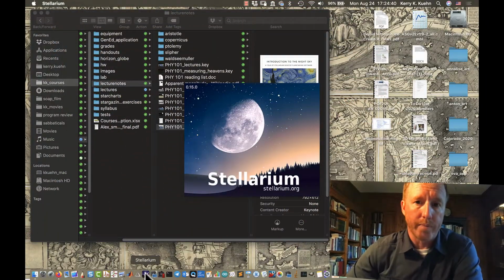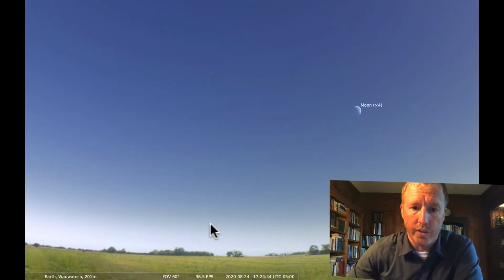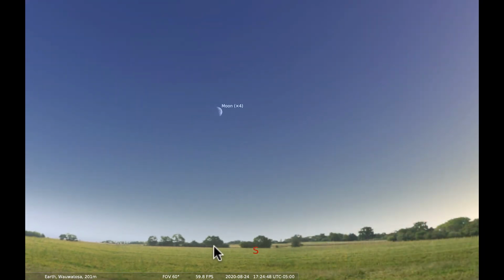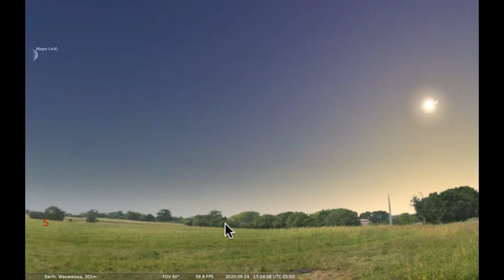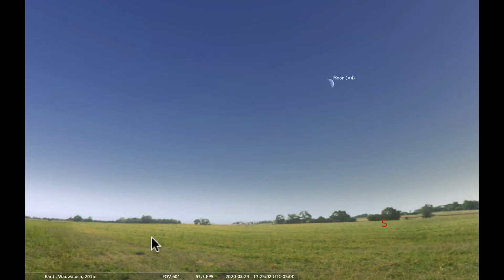So let's open up Stellarium once again. We are going to be viewing from Wauwatosa, Wisconsin. You can see here that we are looking southward. It is right now about 5:24 local time here in Wauwatosa. The moon is in the southern part of the sky. It's about a half moon, and the sun is setting in the west.